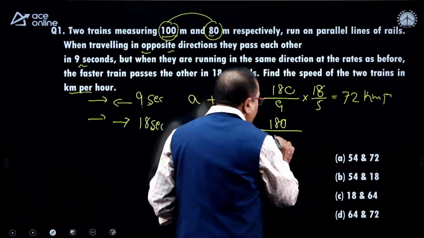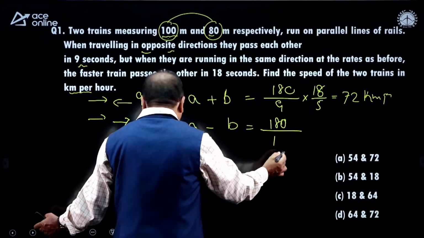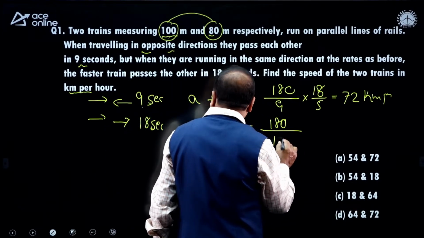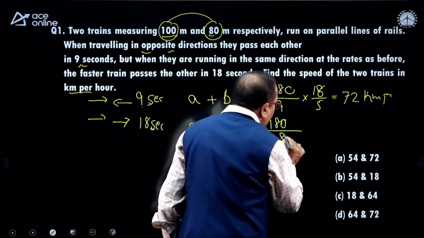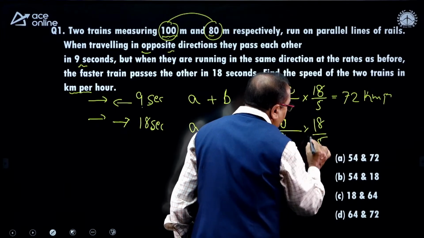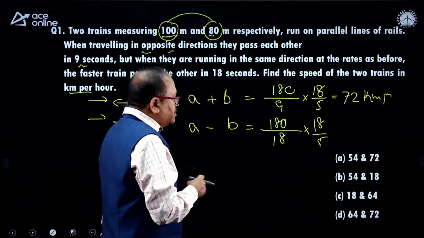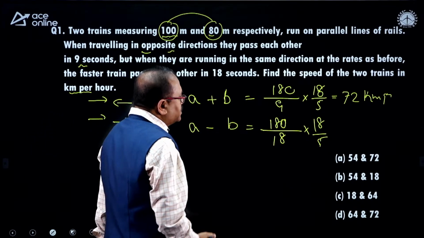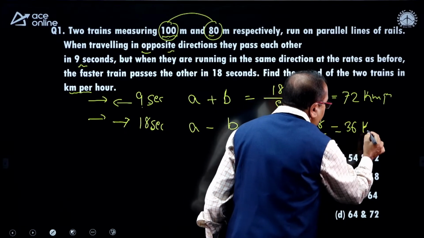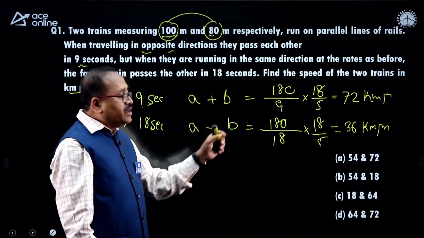So the time is 18, and here also as it is asked in terms of kilometers per hour, I will convert this speed to kilometers per hour by multiplying by 18 by 5. I will get A minus B. So how much is that? 18 gets cancelled, and I notice that it is 36 times, so this speed is 36 kilometers per hour.